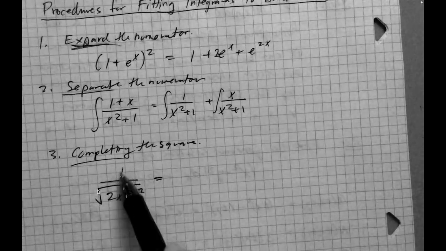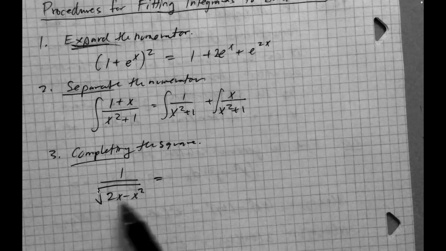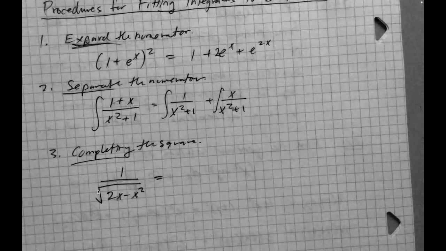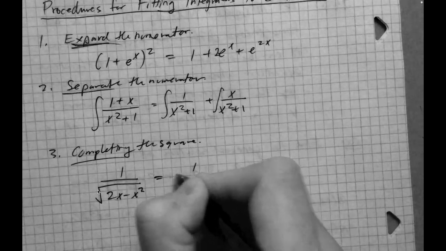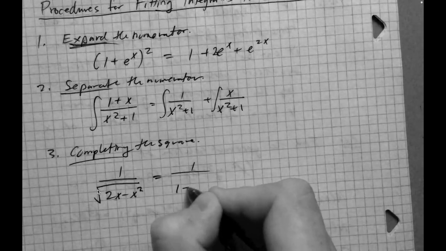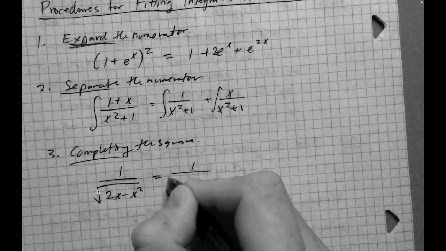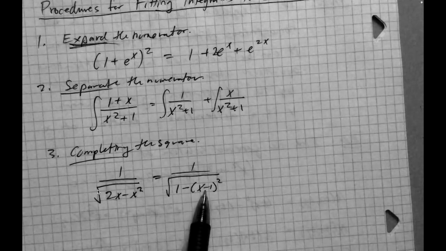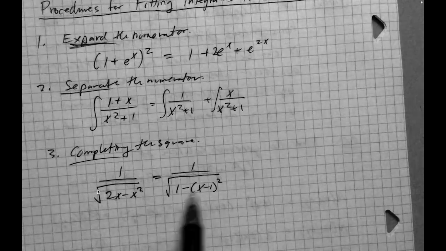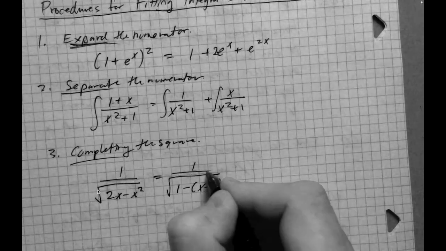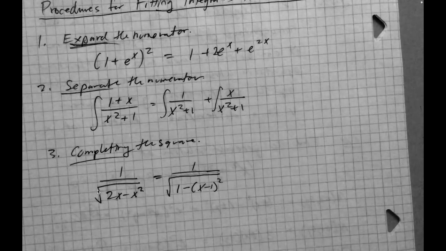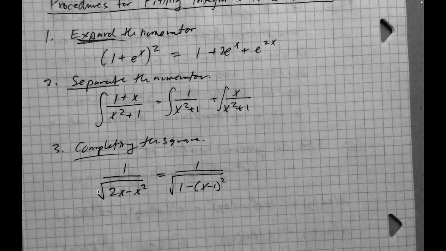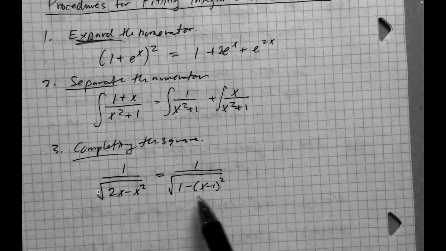So say you have something like this, 1 over the square root of 2x minus x squared. This doesn't look like an a squared minus u squared kind of integrand, but if you complete the square, this can be rewritten as 1 minus (x minus 1) squared, right? And then this certainly does look like an a squared minus u squared. If a is 1, u is x minus 1, you've got it, right? And so this would fit an inverse trig rule. I don't remember which one off the top of my head, but one of those would fit here. Okay, and so this is, again, completing the square.